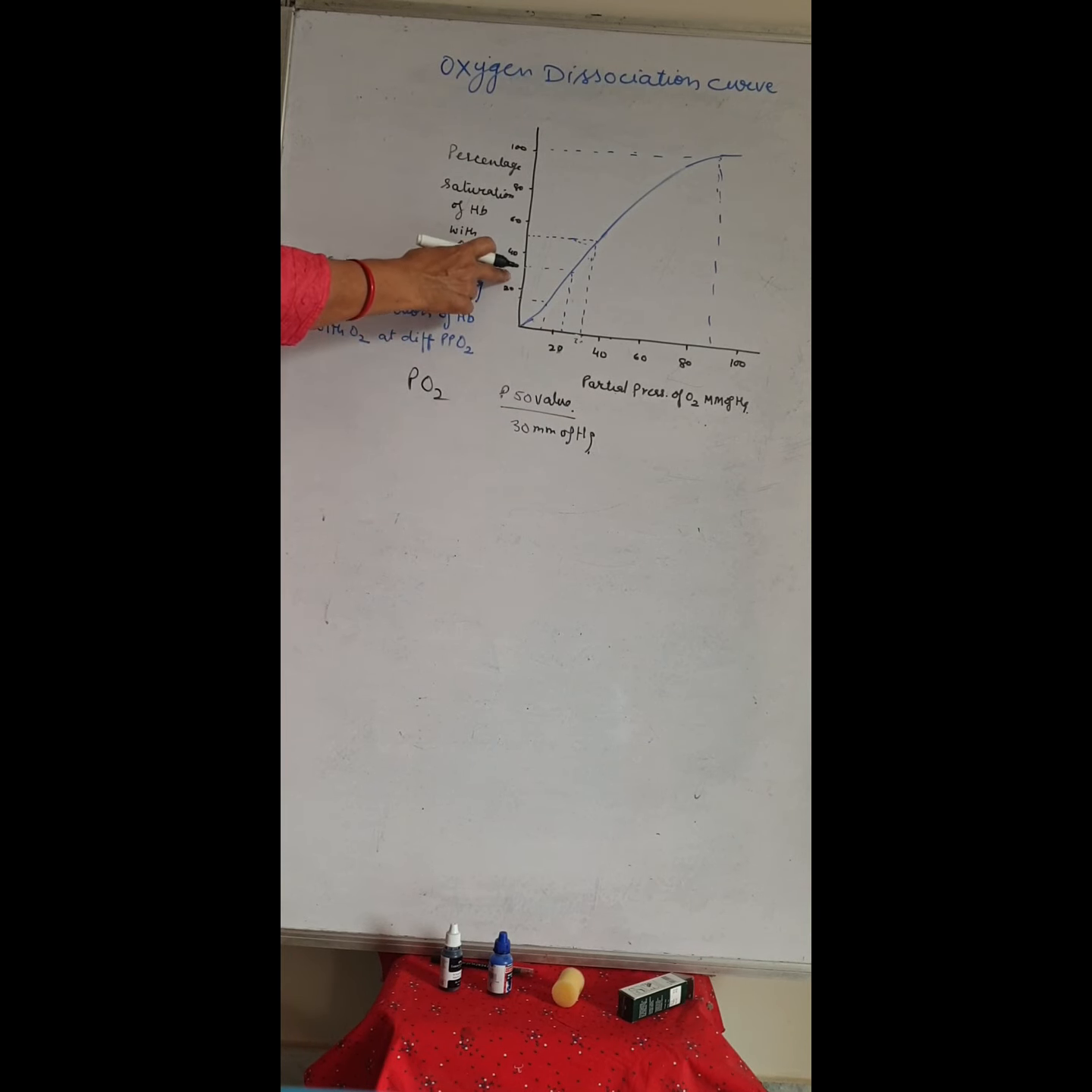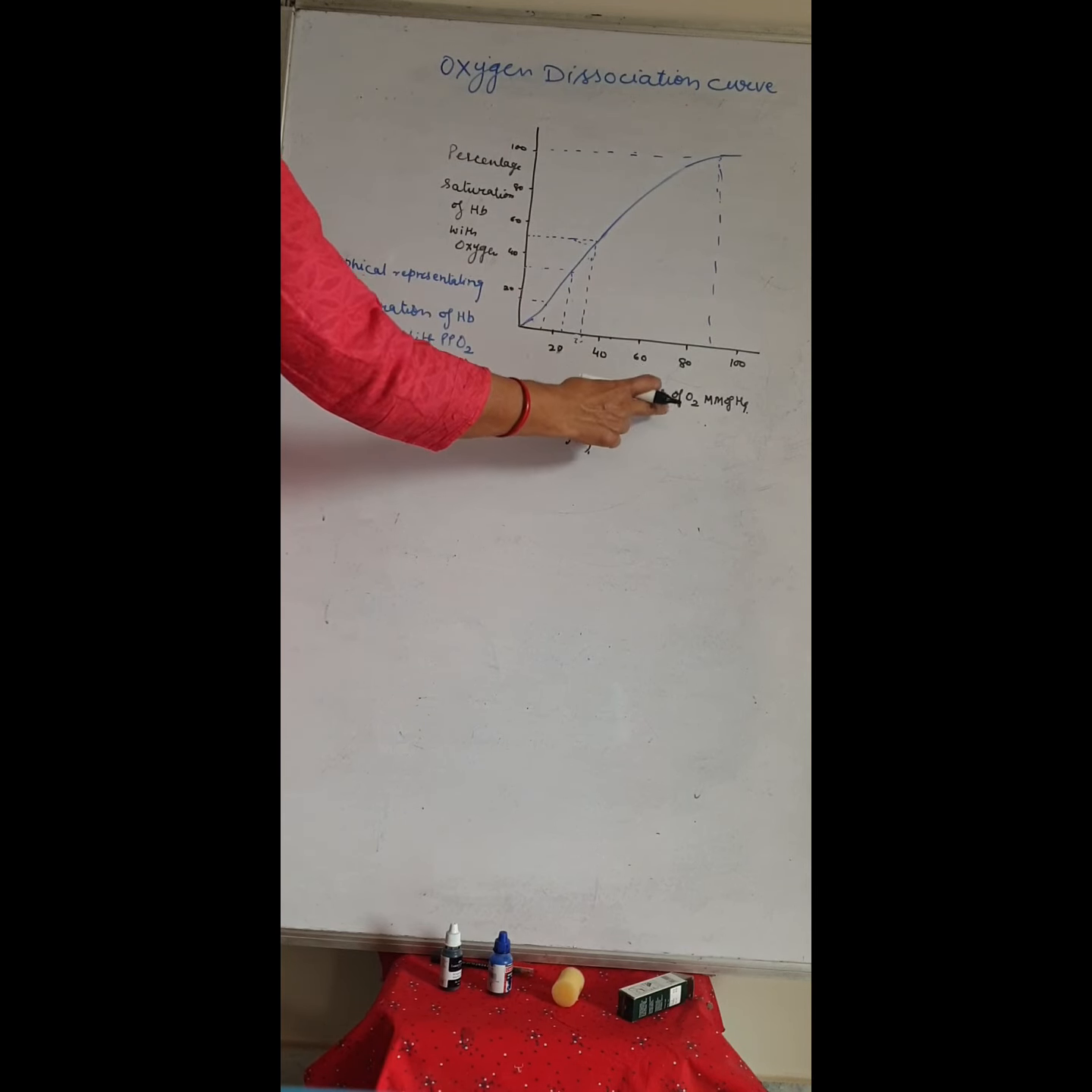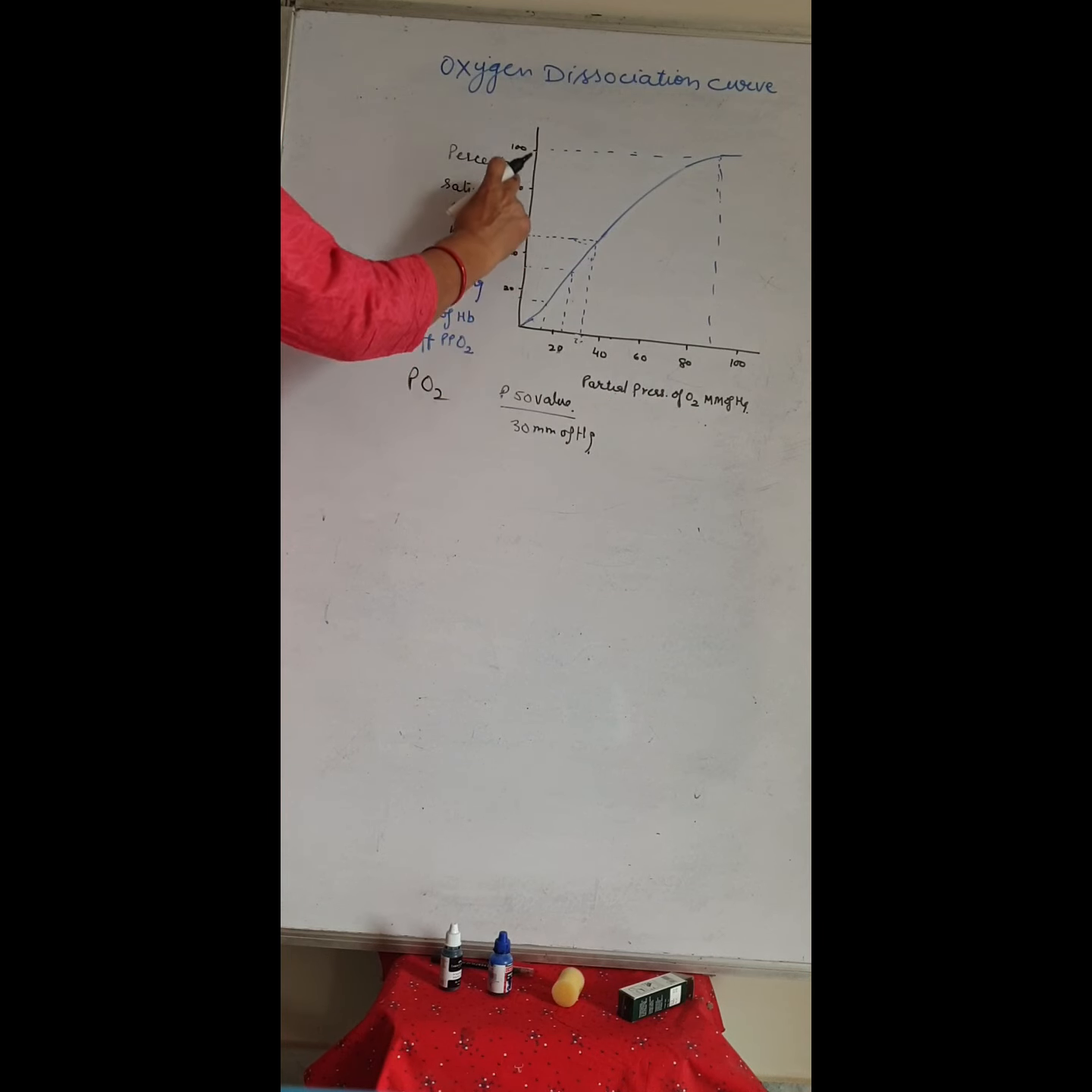30 or here the 50. So the normal condition, you have to keep this point in mind, the P50 value is near about 30 mm of mercury. And we also discuss that the more the percentage, the more the affinity of binding oxygen with hemoglobin.